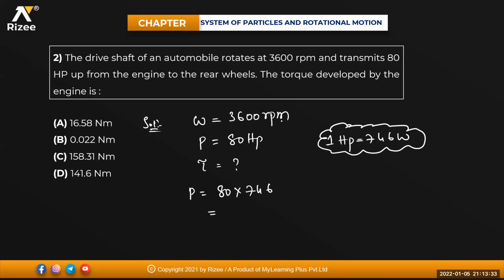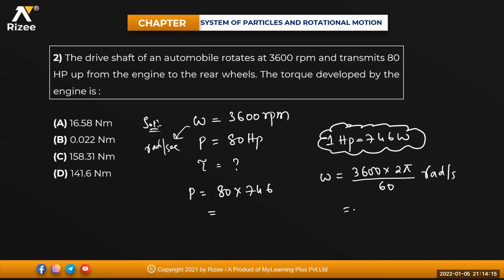Omega is given in revolutions per minute, but omega unit is what, beta? Radians. You should get the answer in radians per second. That means omega will be equal to 3600 into 2 pi divided by 60, because 1 revolution is equal to 2 pi. So that we'll get the answer in radians per second, because it is revolutions per minute. We need it in seconds. That is the reason we're dividing it by 60. So that is the omega value we'll be getting.